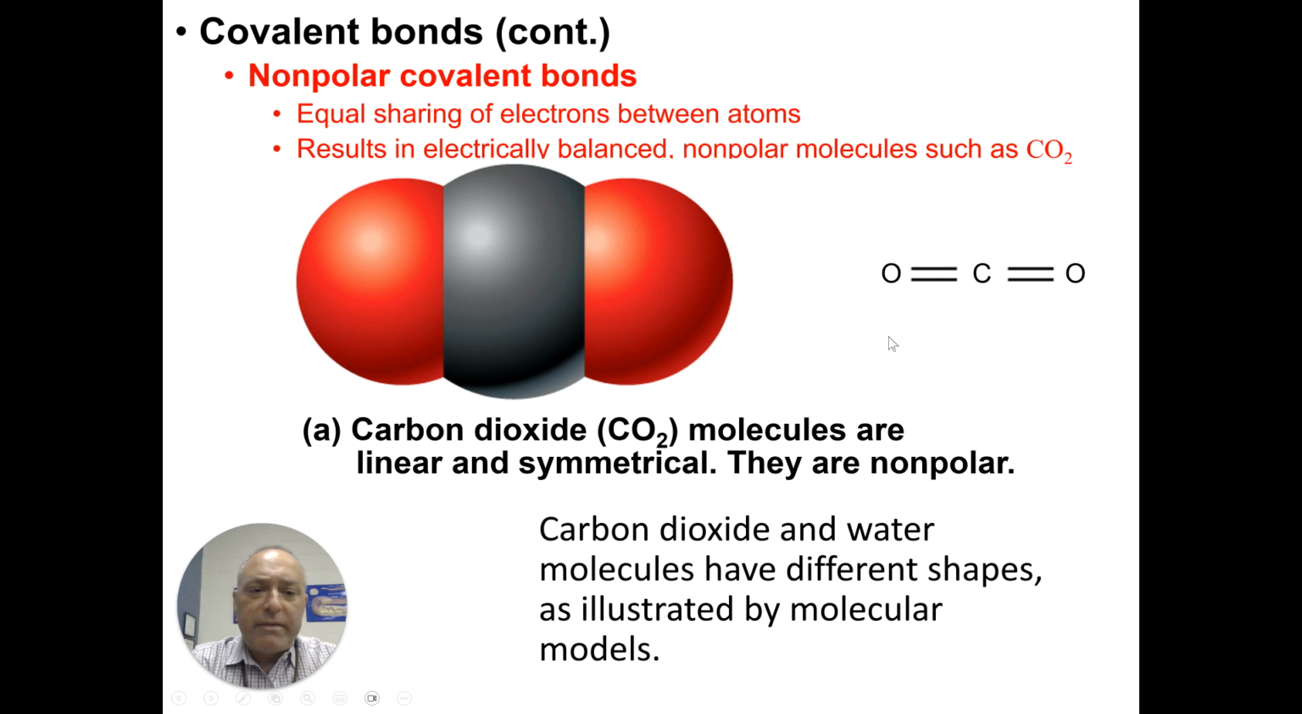Now, the covalent bonds can have a couple different flavors. One of them is called nonpolar covalent. It's when they're equally sharing the electrons. So you've got two oxygens and one carbon in the middle, and on either side you've got double bonds representing four electrons each being shared. And this is a linear molecule. It's a little bit larger around the carbon than the oxygens, but it's symmetrical. It's nonpolar, which means there are no poles to it.